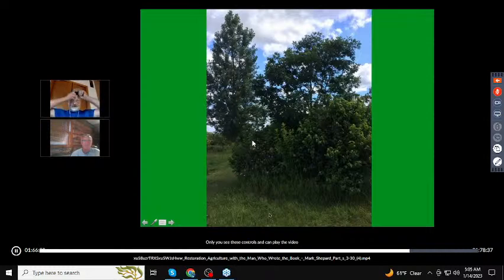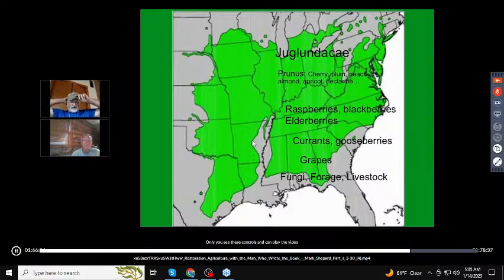The Juglandaceae family, based on the walnut. I've done several different groves up there, and unfortunately my pictures of the hickory grove didn't show up. I don't know what happened there. I even took a couple of videos of the hickories. But this is a butternut grove.